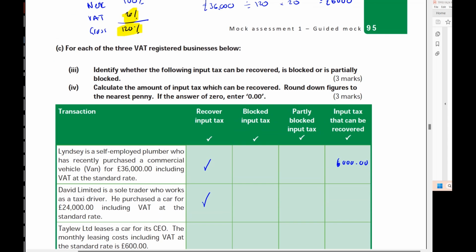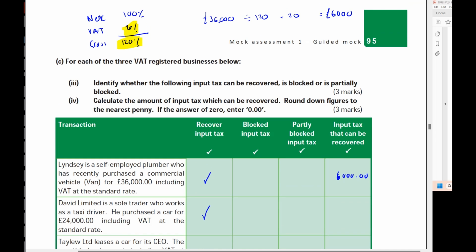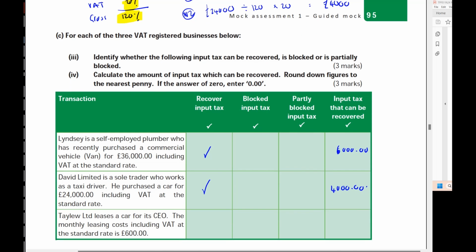And then our amount, let's make that working 1, working 2, with the same idea, but the cost is 24,000. So 4,000 to reclaim on the taxi. That's that one.